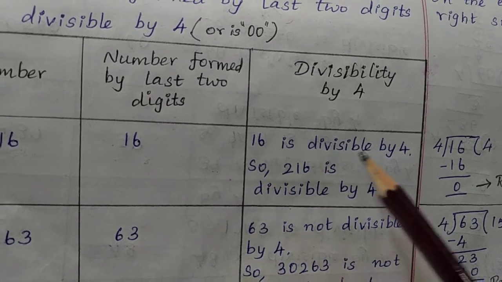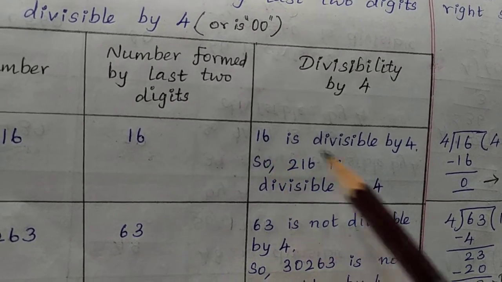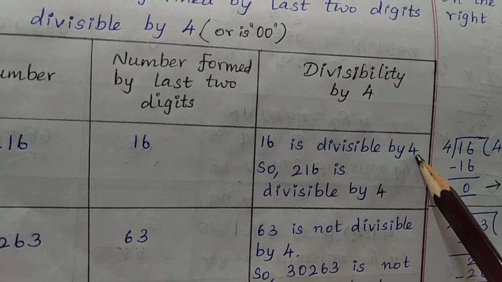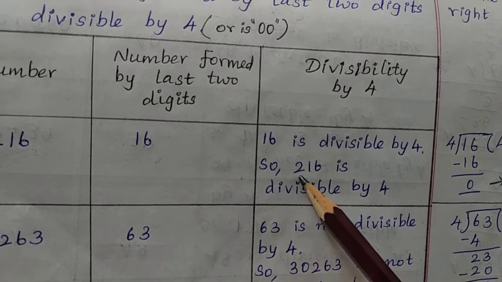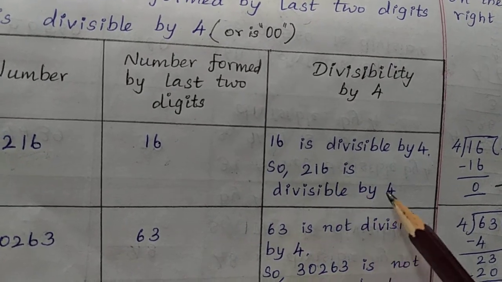16 is divisible by 4, which means while dividing 16 by 4, we get remainder 0. So, 216 is divisible by 4.